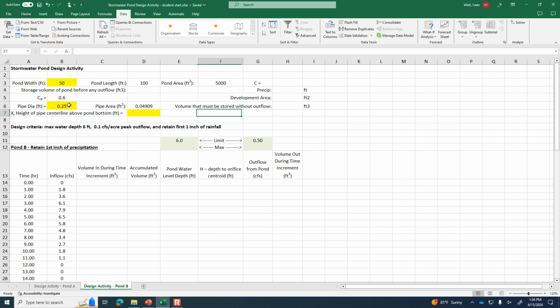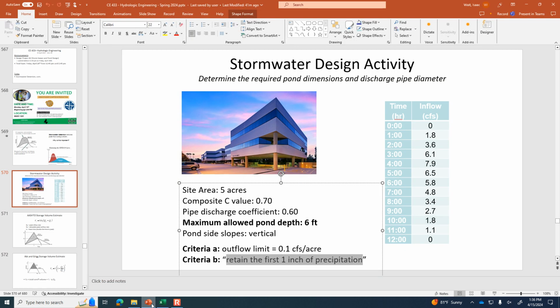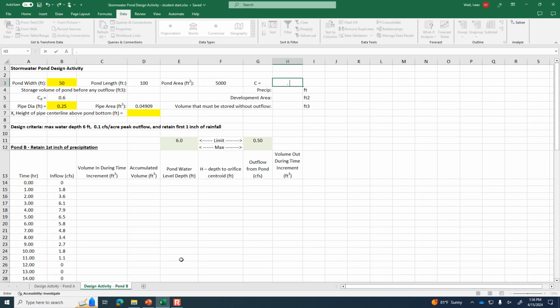Okay. So the rational method now. The C value for this development is 0.7. That's the composite C value. Q equals CIA. And it says that the first inch of precipitation has to be retained. So the depth of precipitation we're talking about in feet is 1/12 of a foot. So the precipitation depth that we're going to base this all on is 0.08333 feet.